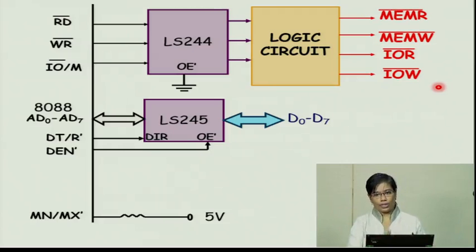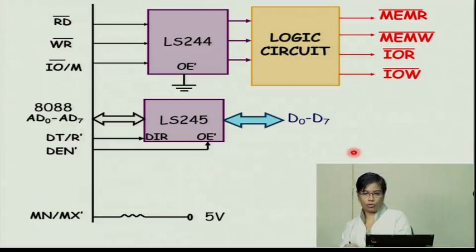So what we are going to see is how to connect memory to the system bus in this particular session, and we are going to concentrate on the 8088 processor. The main feature of the 8088 processor is that it has an 8-bit data bus, which is D0 to D7. So at a time it can fetch 8 bits of data or 8 bits of instruction from memory. That is the characteristic of the 8088 data bus.